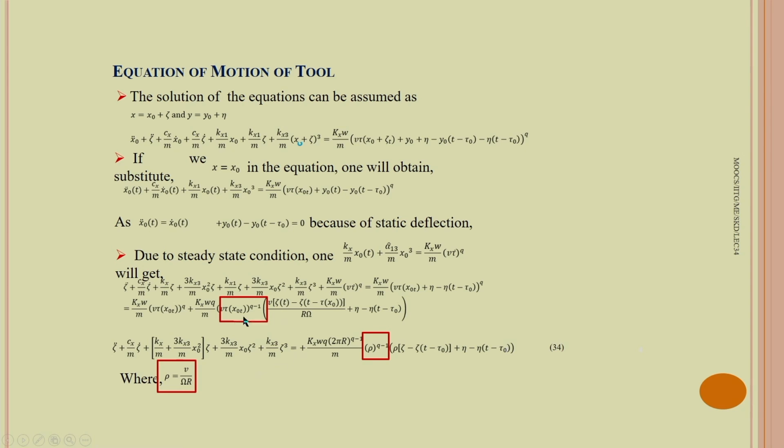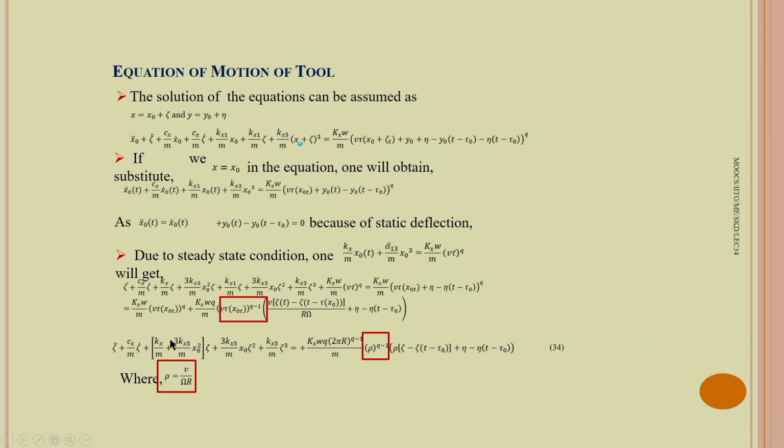Now we can rewrite this equation in this form, that is zeta double dot plus c by m zeta dot plus, we can combine the terms with zeta. So, this becomes k x by m plus 3 k x3 by m into x0 square, times zeta. So, now the coefficient of zeta equals k x by m plus 3 k x3 by m x0 square. It depends on the initial condition, that is the initial x0. So, this will be the coefficient. This coefficient is generally the nonlinear natural frequency of the system.